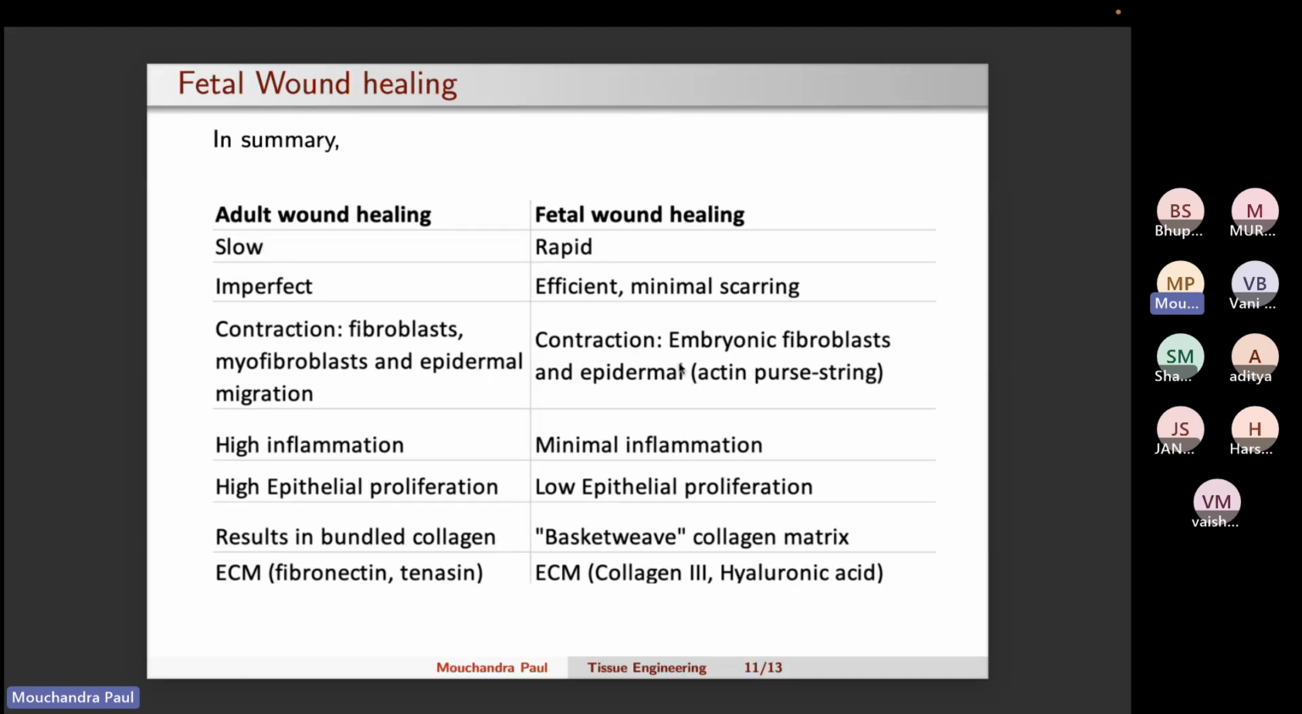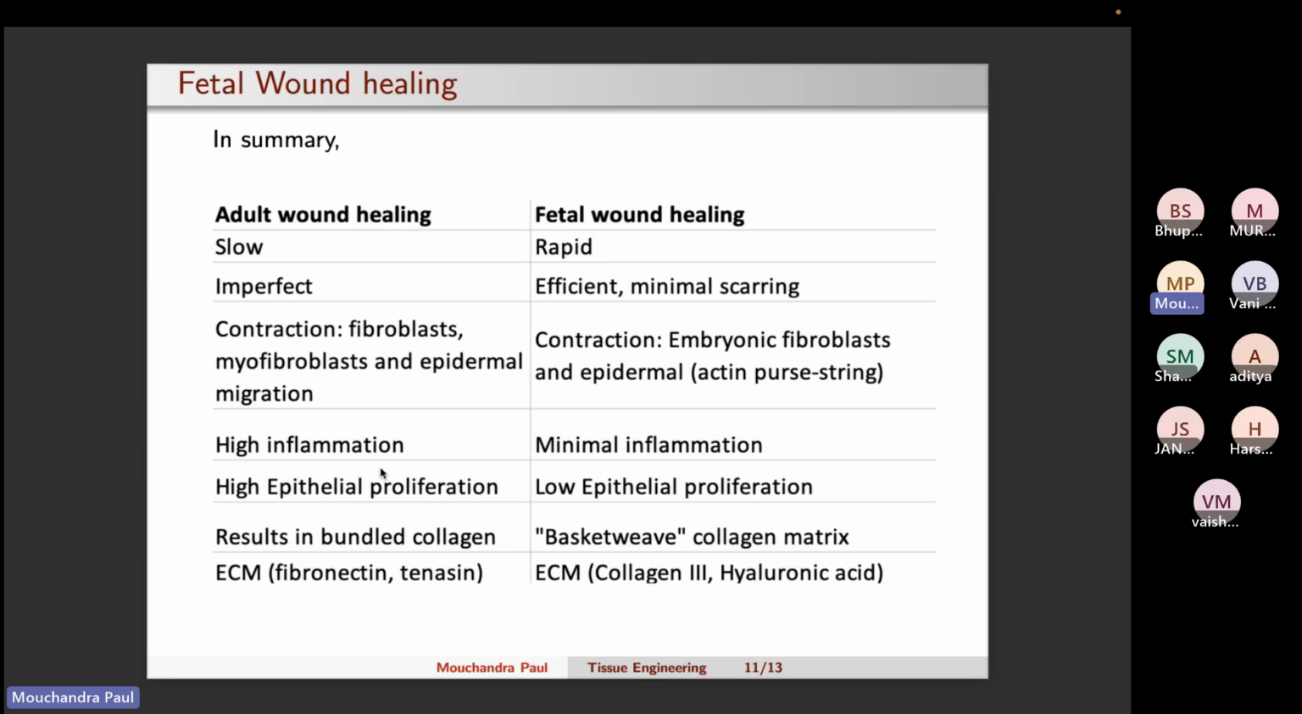Whereas in fetal wound healing, the wound closes through the action of embryonic fibroblast, and there is a contraction of the epidermis layer by the actin purse string kind of a mechanism, which I've just explained, like the batua and the string of the batua used to close the bag. So that kind of action is there that helps in closing the epidermis layer in fetal wound healing.